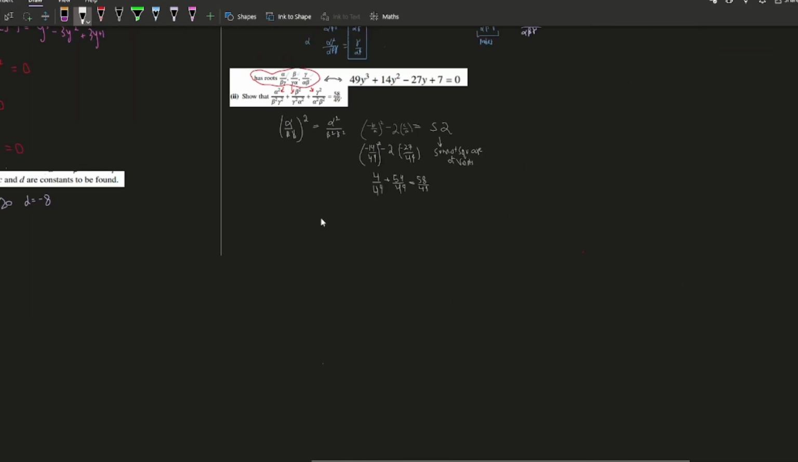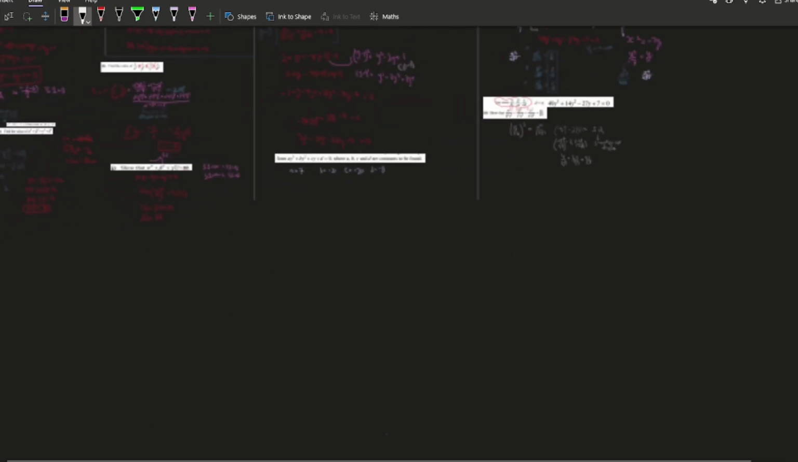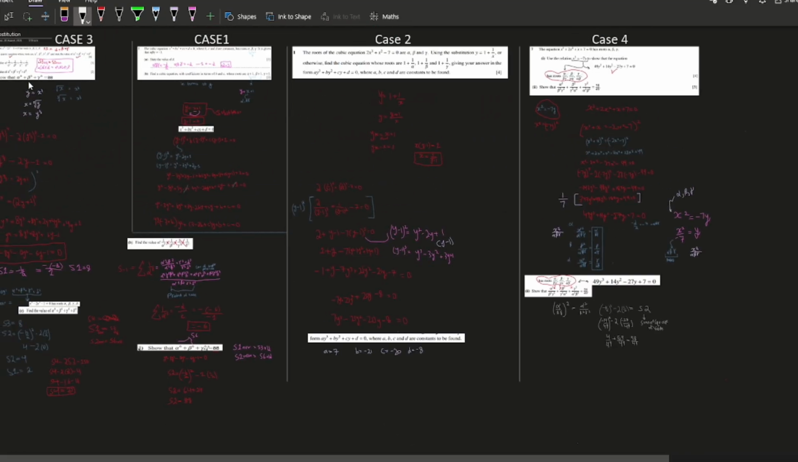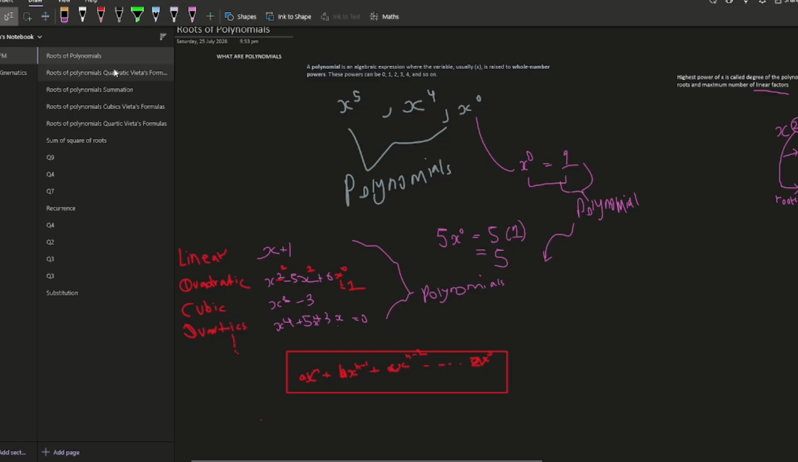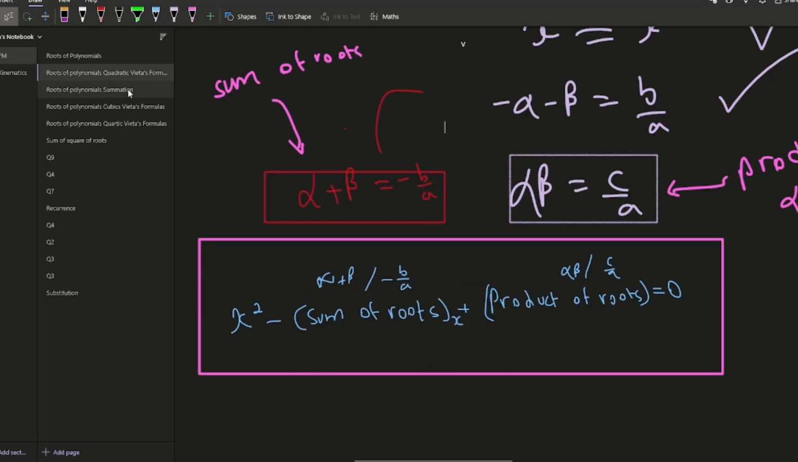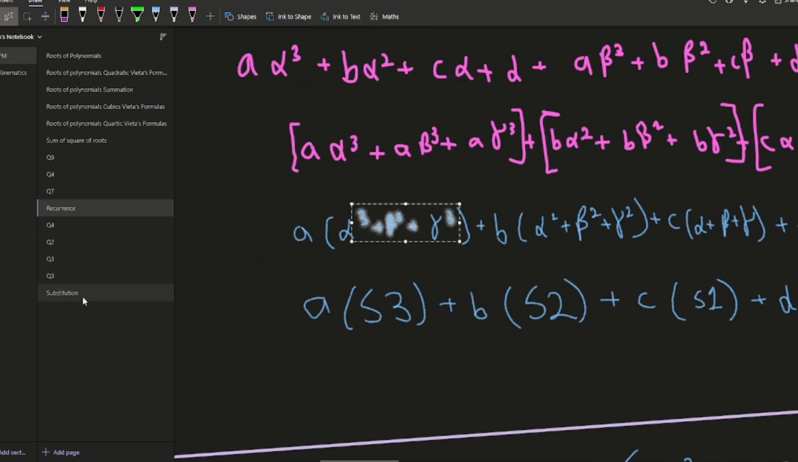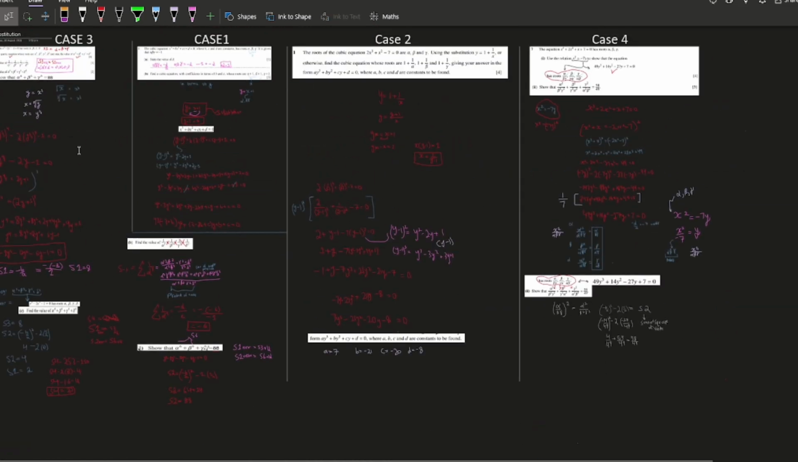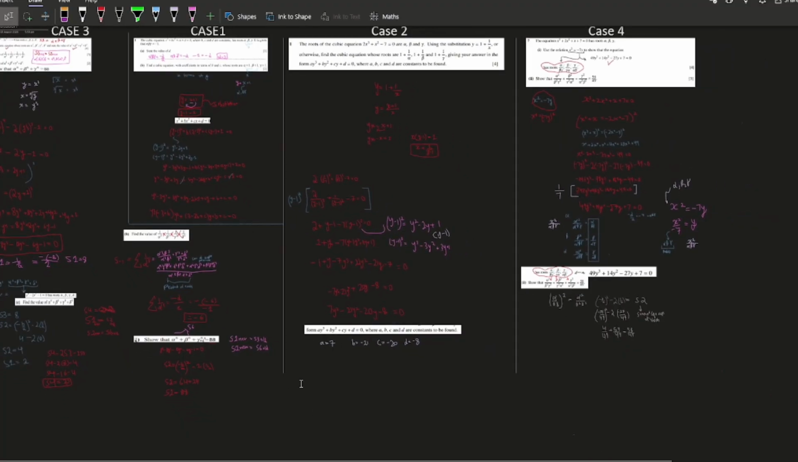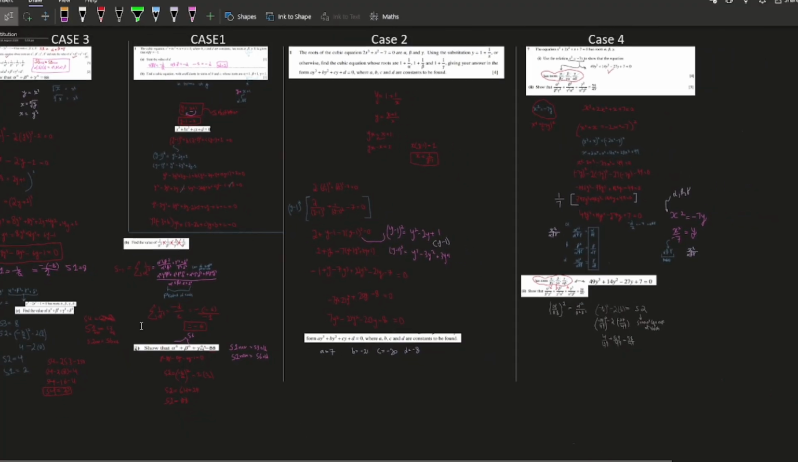Okay, so this marks the end for unit 1, roots of polynomials. We are done with everything. Derivation of Vieta's formula for quadratics, cubics, quartics, summation notation for roots of polynomials, sum of square of roots, recurrence, and substitution. So in the next class, we will hopefully start our second unit, which is rational functions.